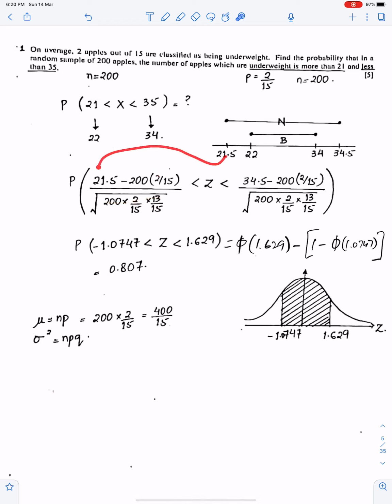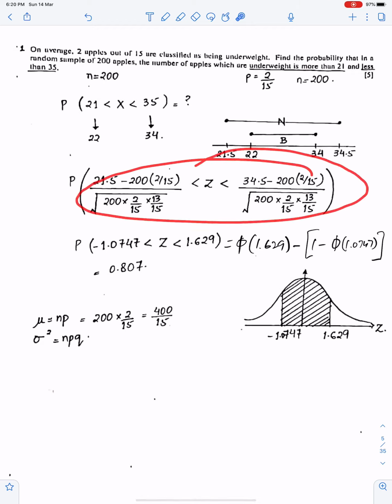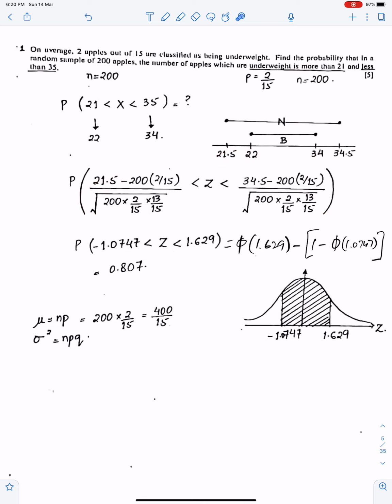So 21.5 is here, 34.5 is here, this is np, this is npq under root. When you simplify, this step is of 2 marks. Make sure you must mention under root here and you must do correct continuity correction. Your continuity correction must be proper and correct. When you simplify this, you will get this thing. This is positive, so it will be 5, and this must be 1 minus 5. And this is the final answer.